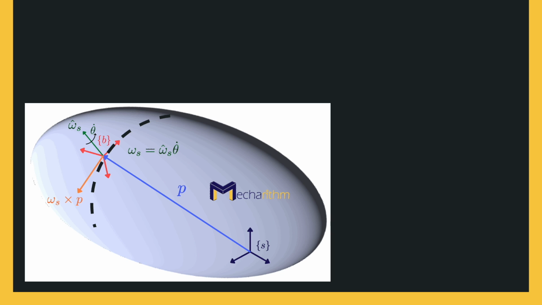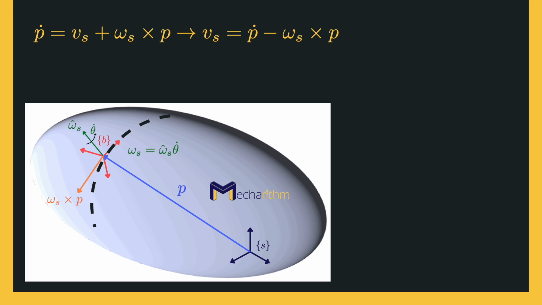From the dynamics of rigid bodies, we can easily write the motion of the origin of the B frame relative to the motion of the origin of the S frame as this equation, where omega S is the angular velocity of the rigid body expressed in the frame S. Therefore, the cross product of omega S and P is the linear velocity of the origin of the frame B during rotational motion that is tangent to the circular path expressed in the S frame.